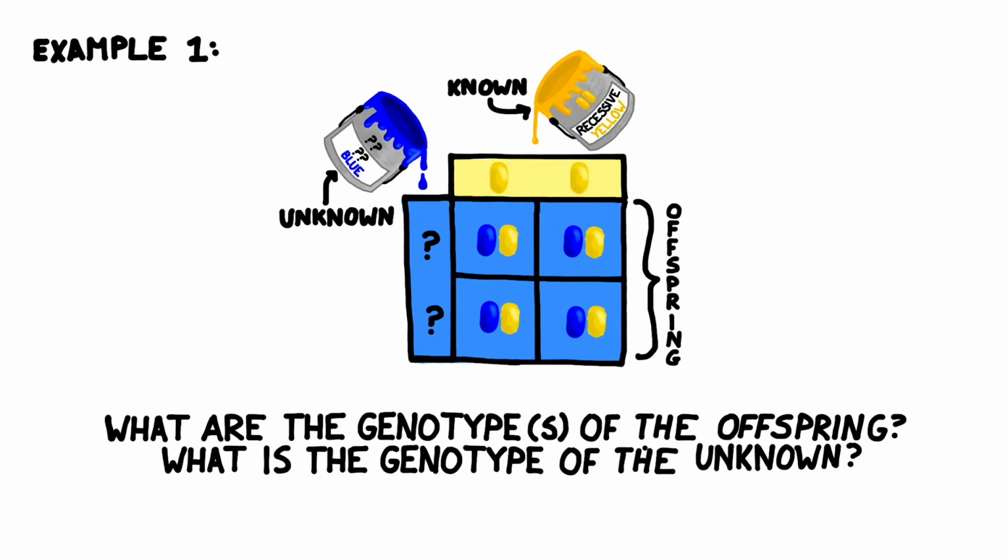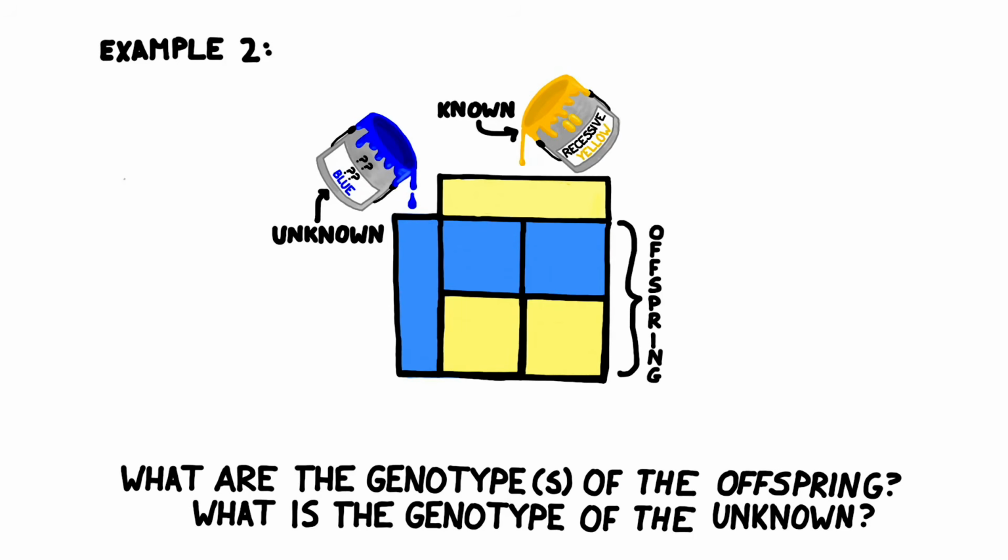Now try and work backwards to answer the second question and work out what the genotype of the blue organism is. If you worked out that the unknown organism was homozygous for the blue allele, you're correct. Now see if you can solve this problem on your own.